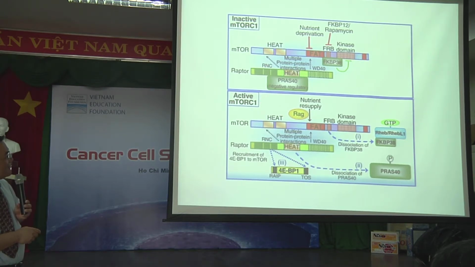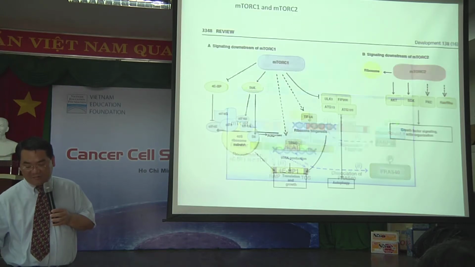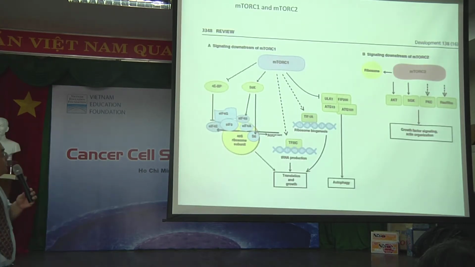regulation. If you want to make this mTORC1 activated, provide nutrition, okay, and the mTOR will be activated. Without rapamycin, the mTOR will be activated. By dissociation of PRAS40, taking away these negative regulators, mTORC1 will be activated. Okay? You see some of these regulations because of the different proteins there.